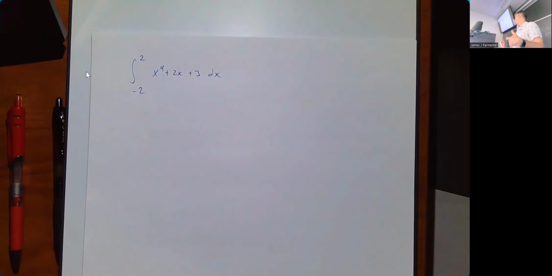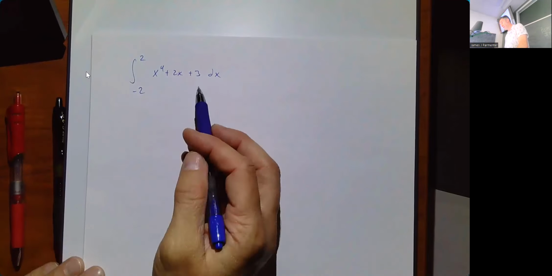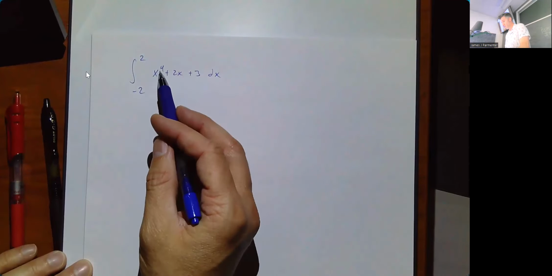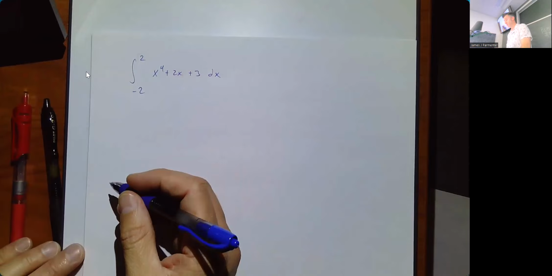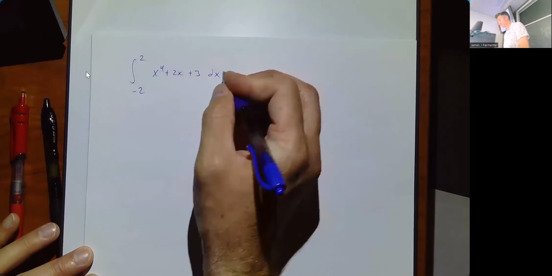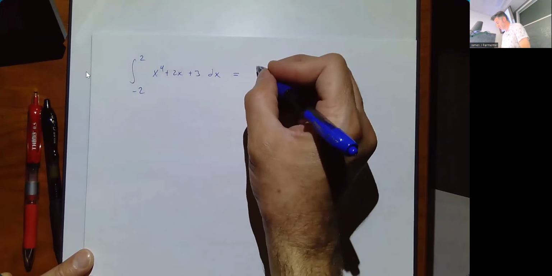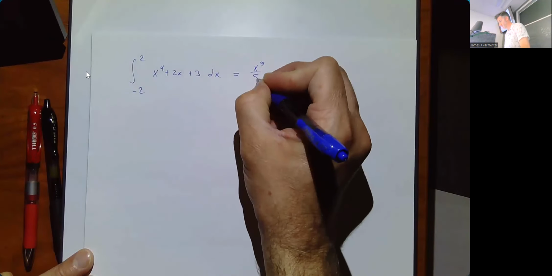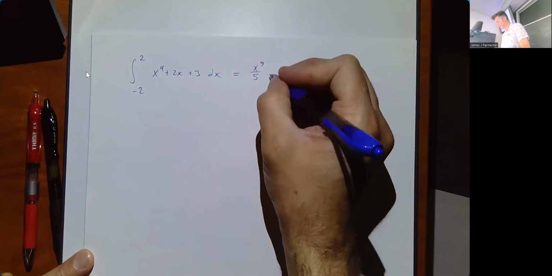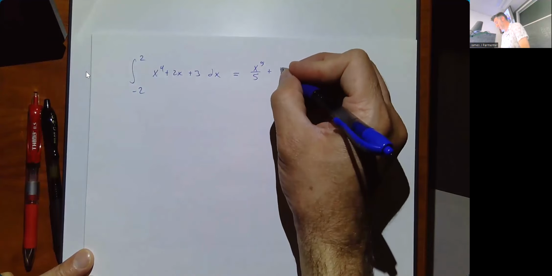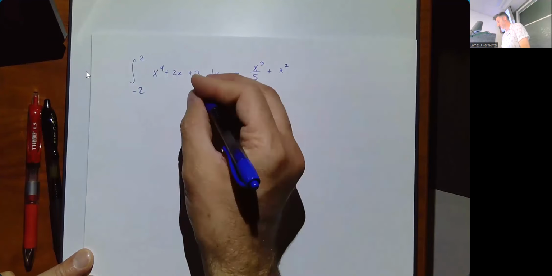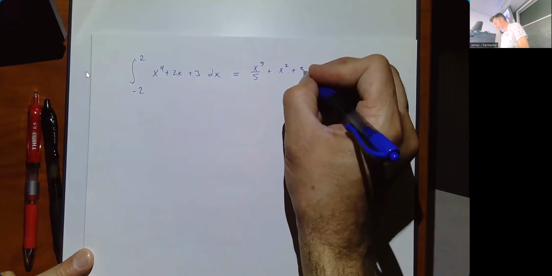Well, let's go ahead and jump to the fundamental theorem of calculus. So here is an example of what's called the second part of the fundamental theorem of calculus, which is that if you're trying to find the area under a curve between two endpoints, here's the process. We find the antiderivative of this. The antiderivative of x to the 4th is x to the 5th over 5. The antiderivative of 2x is 2x squared over 2, which is just x squared. And the antiderivative of 3 is 3x.